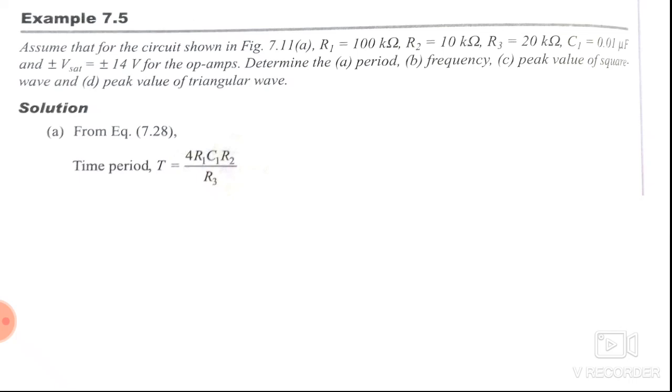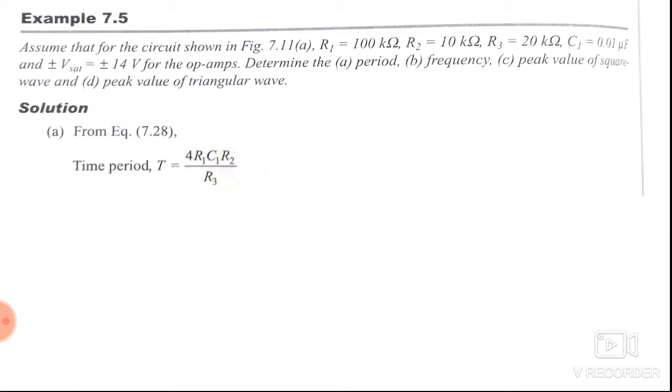So now based upon this we can solve one numerical problem that is written here. Assume that for the circuit shown in the figure we have just discussed for the triangular wave, R1 is 100 kilo ohm, R2 is 10 kilo ohm, R3 is 20 kilo ohm. Capacitor C1 is 0.01 microfarad, and assume plus Vsat is equal to plus 14 volt and minus Vsat equal to minus 14 volt for the operational amplifier. You have to determine the time period, the frequency of the output triangular wave, the peak value of the square wave, and the peak value of the triangular wave.